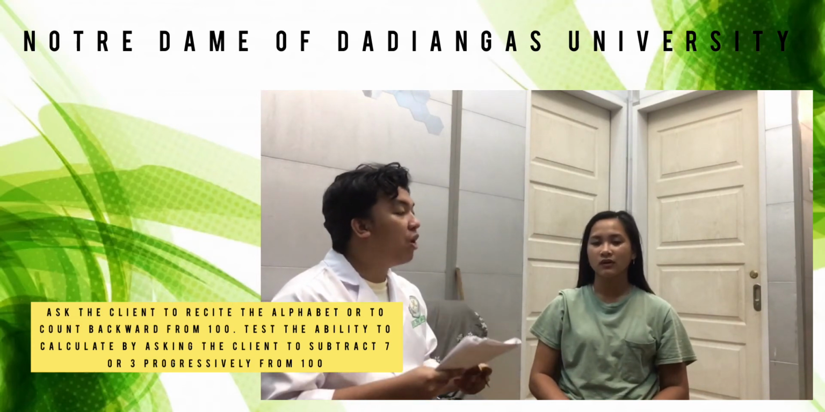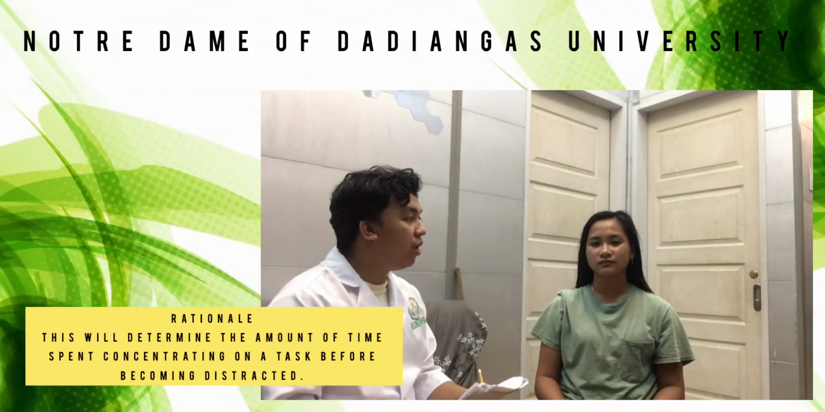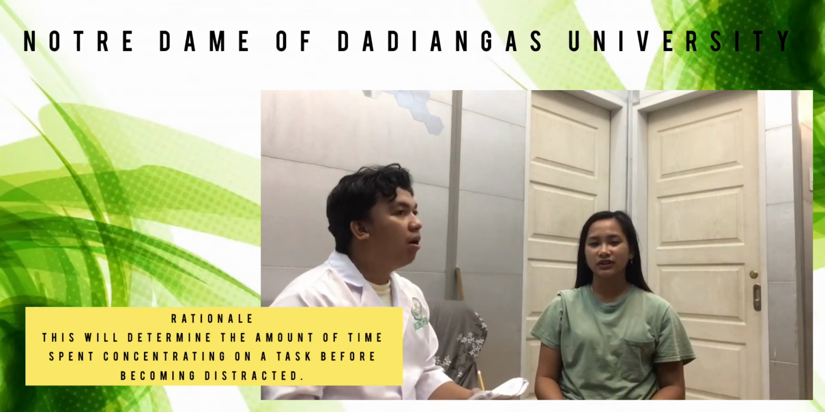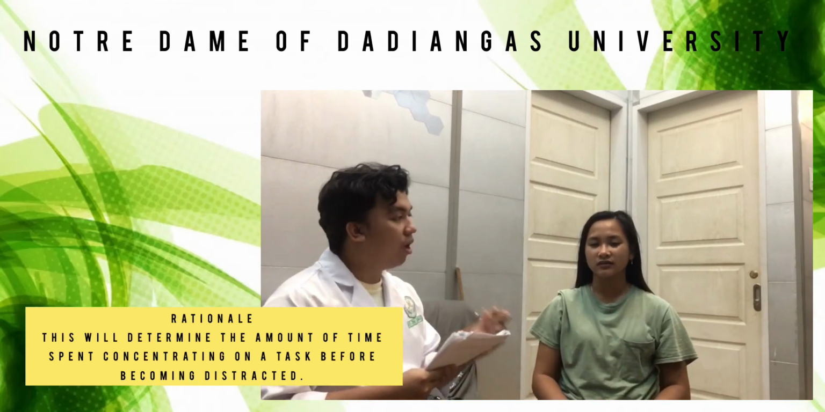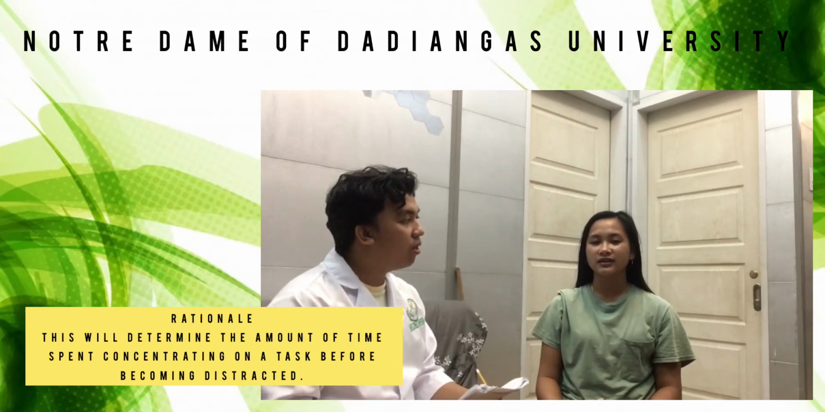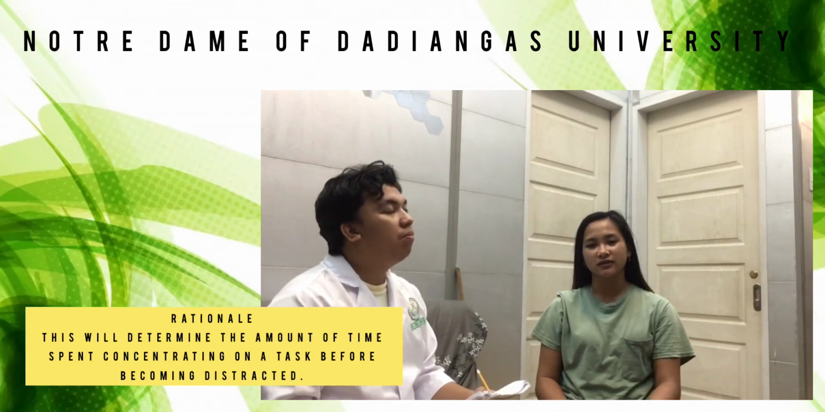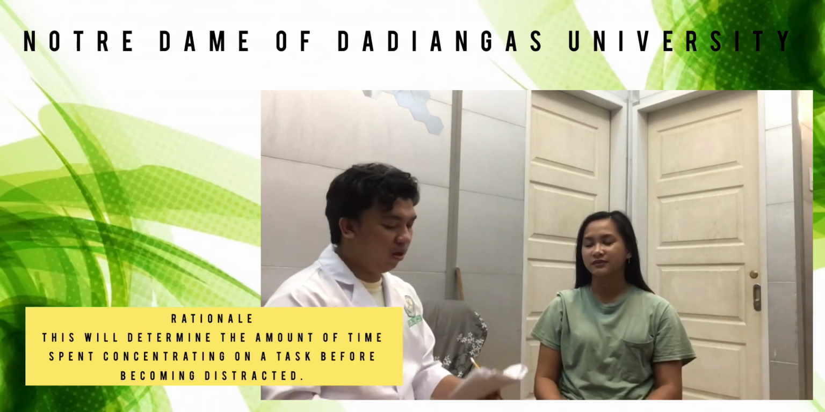So, 100 minus 3. This will determine the amount of time spent concentrating on a task before becoming distracted. Minus 3. 91. Okay, minus 3. 88. Okay, minus 3. 85. Minus 3. 82. Okay, very good.